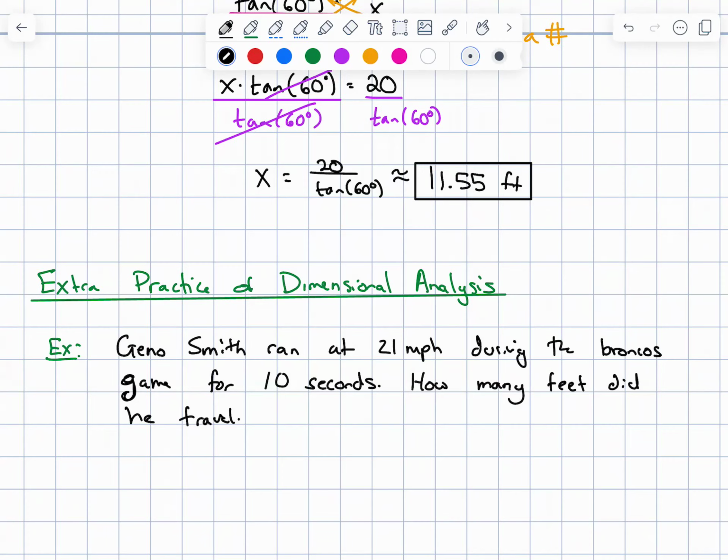It doesn't really matter. So with this one, 21 miles per hour, that is a unit fraction. That is comparing two different quantities. It's saying that Geno is running at 21 miles for every 1 hour, if you were to continue on that speed. Apparently it was one of the highest speeds of any quarterback in the NFL. So that's pretty cool.